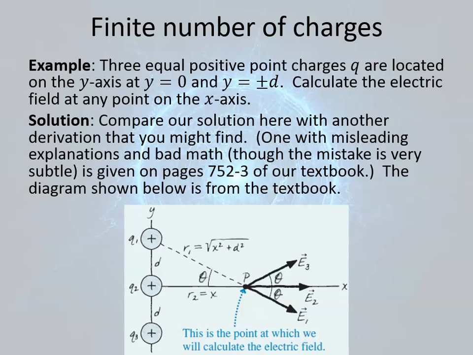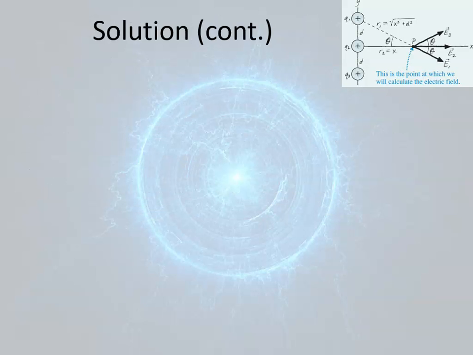So here is our picture. We have these three point charges. The question is, anywhere on the x-axis, what is the electric field vector? Hopefully you can see that by symmetry, the electric field should point in the positive x direction. So however we do this problem, in the end, that fact needs to be reflected in our answer. We're just going to pick a point P anywhere on the x-axis to do this.